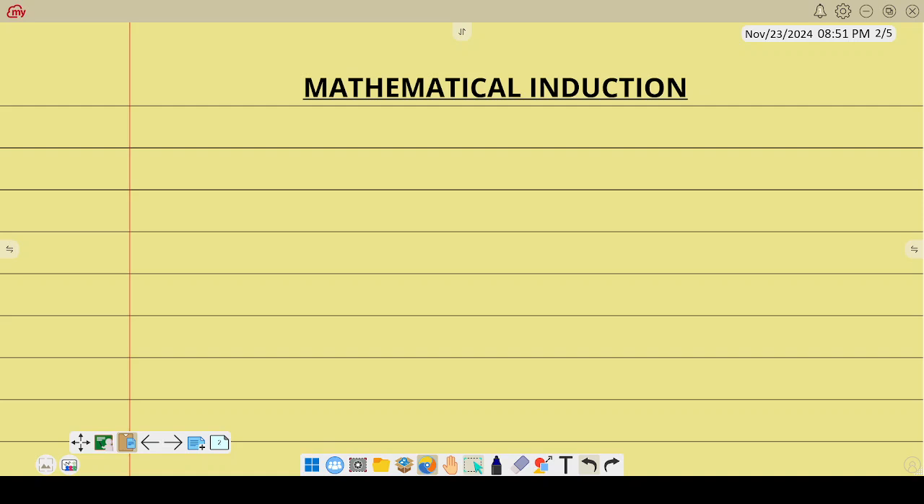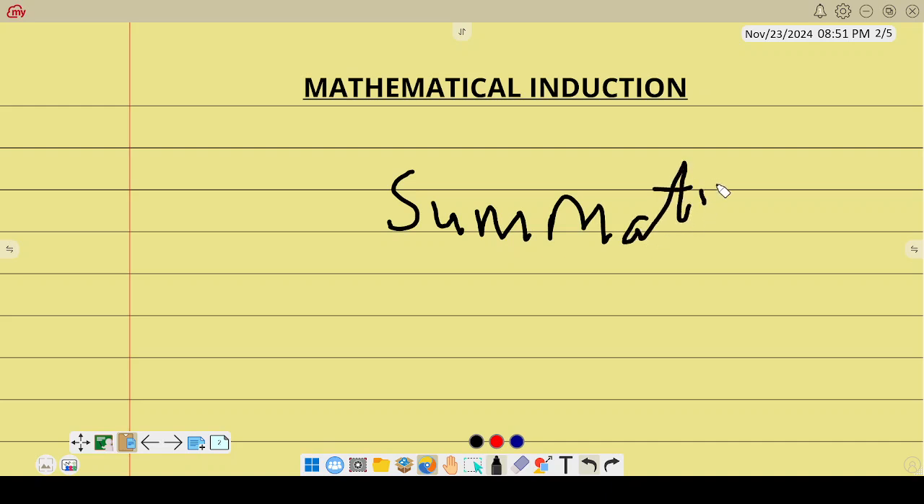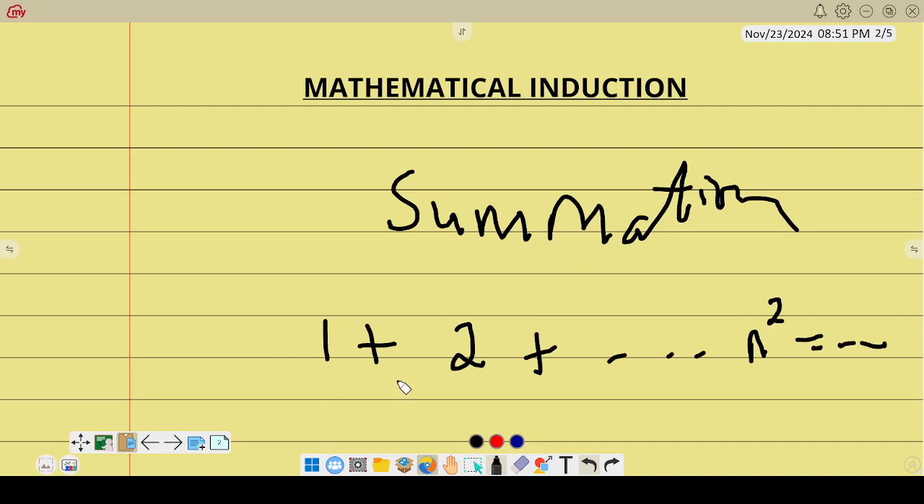divisibility. So I've been doing the summation. We're looking at the summation, whereby we're given something like 1 plus 2 plus and so on, and we have a formula that is equal to that. So this is the summation. This is the last video on summation, and now we'll go to the last part, which is about dividing.